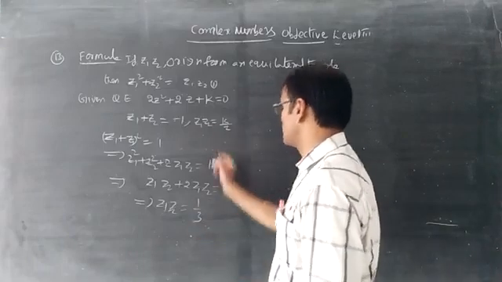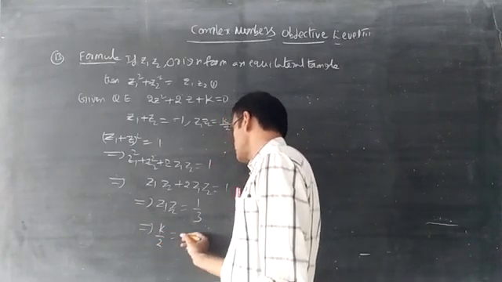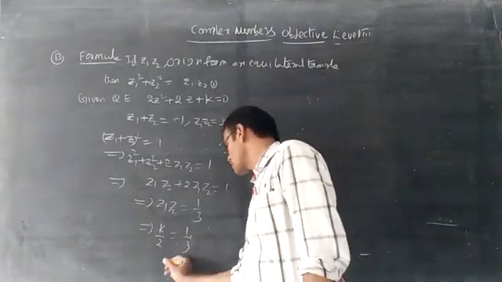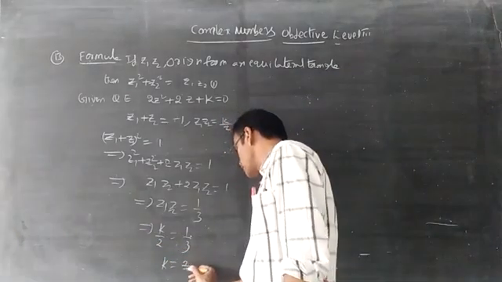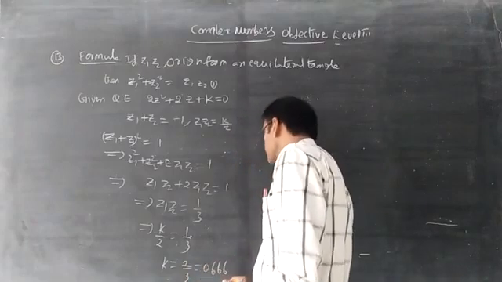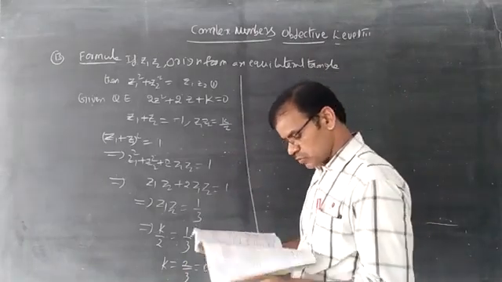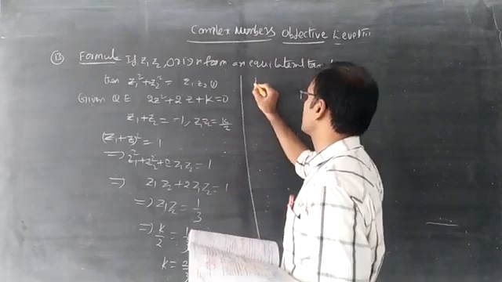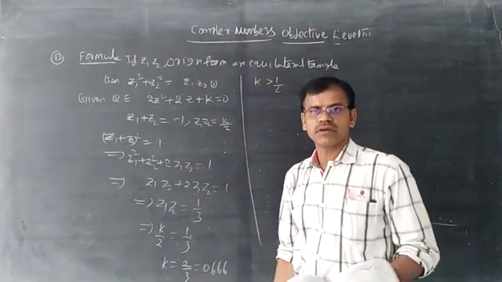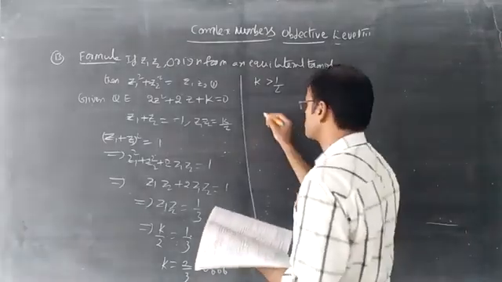So that implies k by 2 is equal to 1 by 3. Therefore, k = 2 by 3, meaning 0.666. According to the options, k is greater than 1 by 2, because 1 by 2 means 0.5 and 0.66 is greater than 0.5. So here it is the third option.